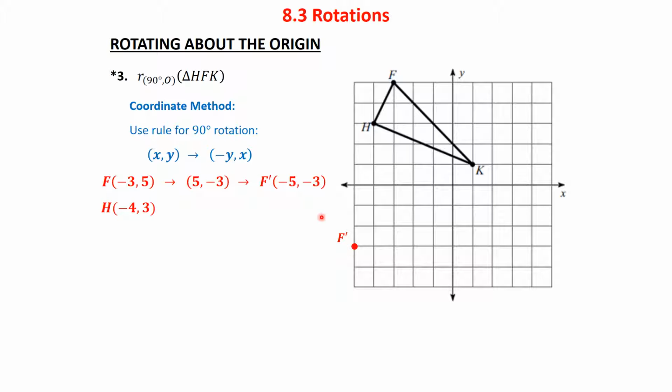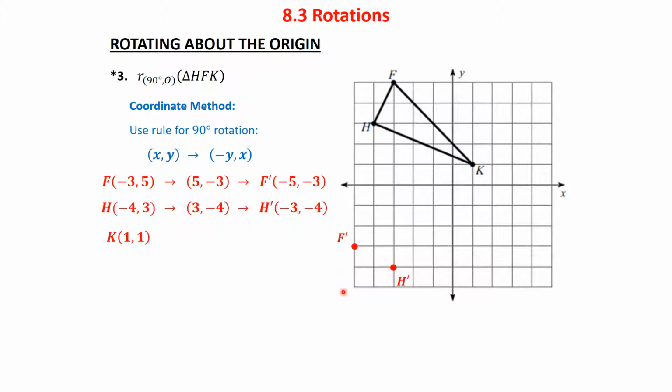For H, we know that this point is at negative 4, 3. So 1, 2, 3, 4 in the negative direction, up 3, there's my point H. Again, I want to switch the position of their coordinates, so negative 4, 3 becomes 3, negative 4. And lastly, I want to multiply by negative 1 in that front coordinate. So I get H prime exists at negative 3, negative 4. So if I go over negative 3, down 4, I have my point here at H prime.